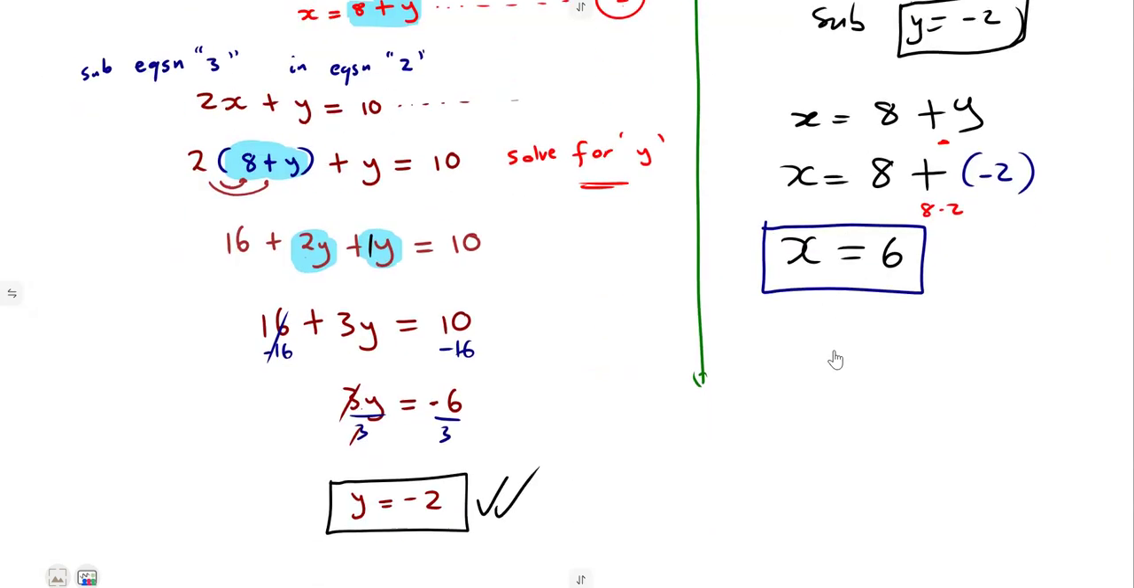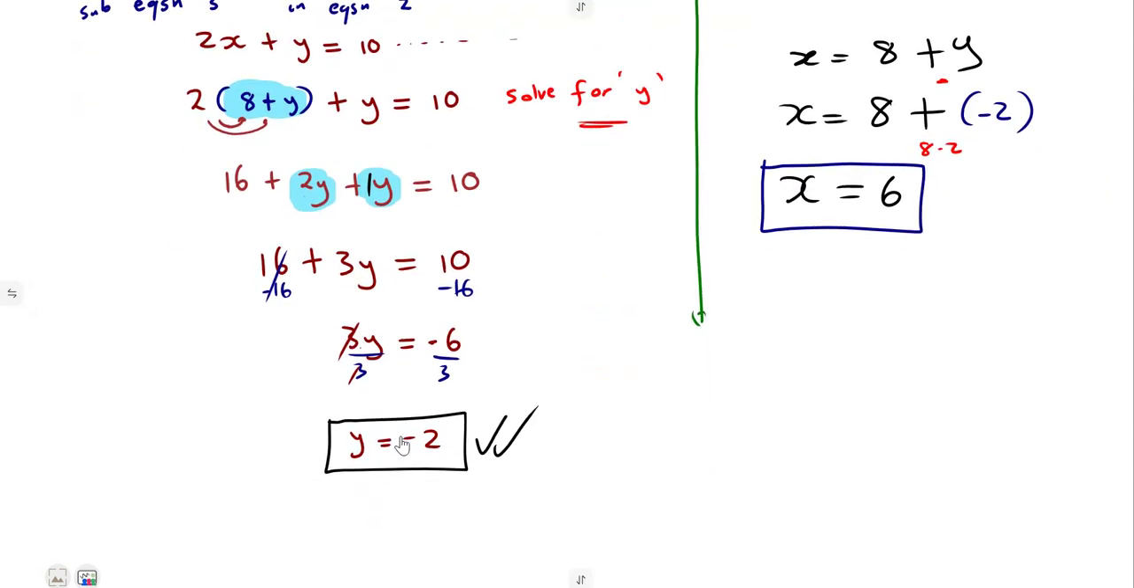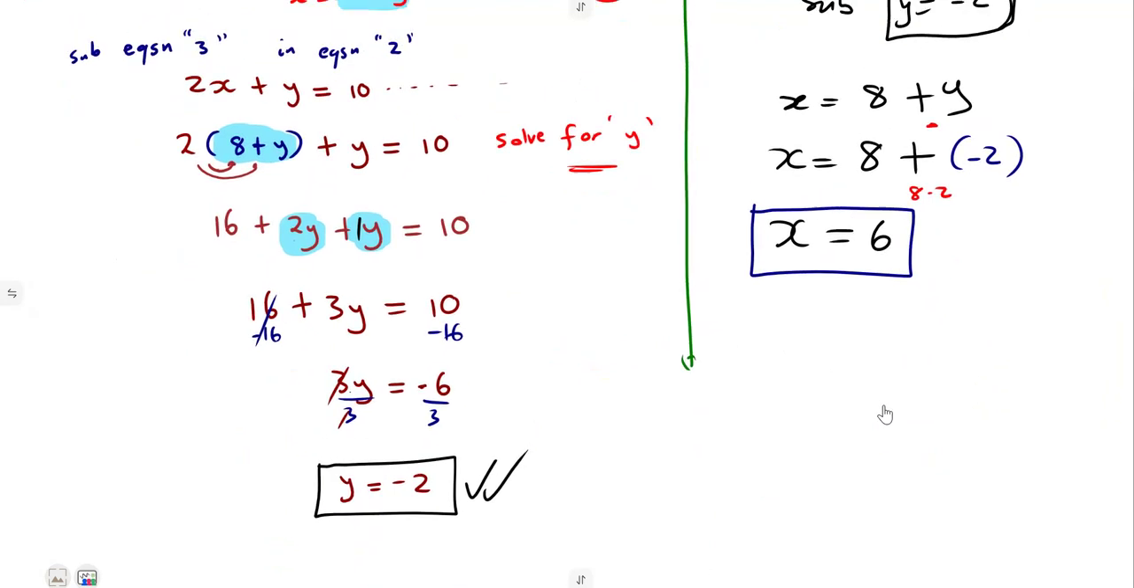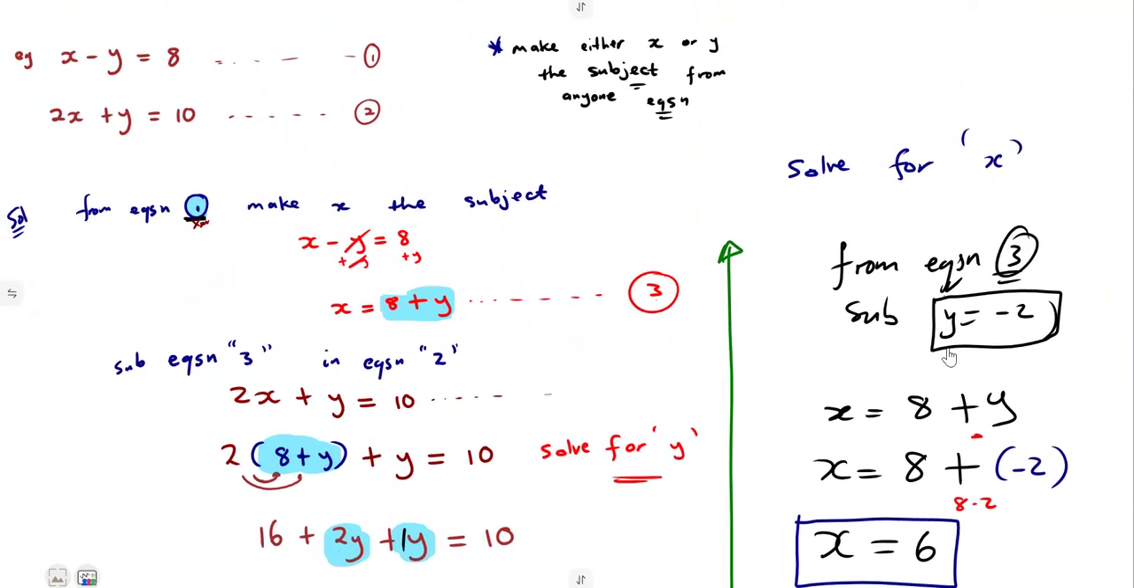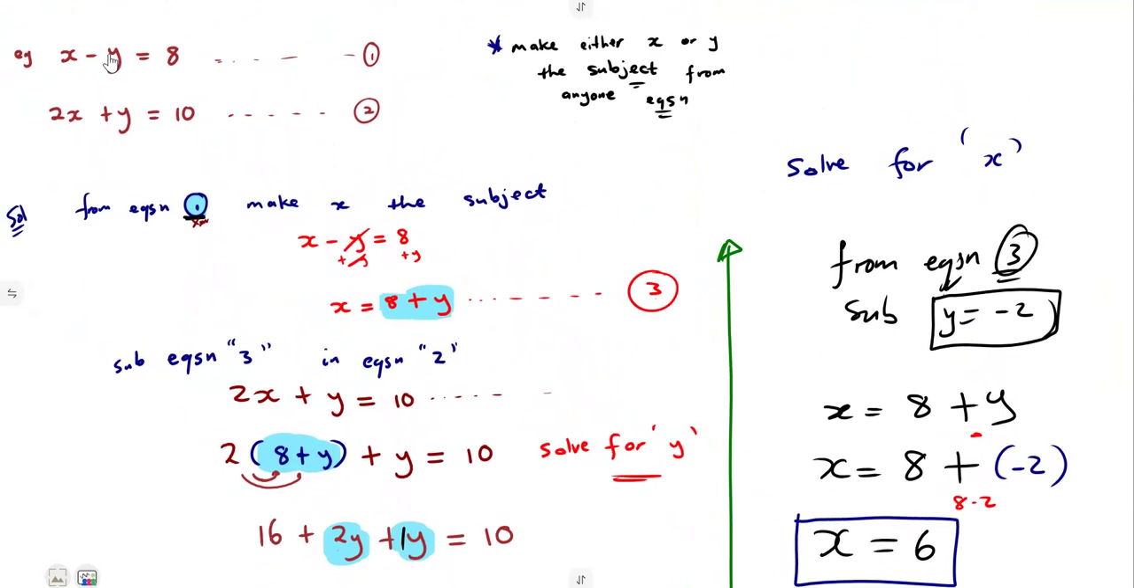So we have got y, which is -2, at a condition that x is 6, or x is equal to 6 at a condition that y is -2. So you're going to simply have the same answers even if you work it from y as the subject of the formula. Do not worry about that.